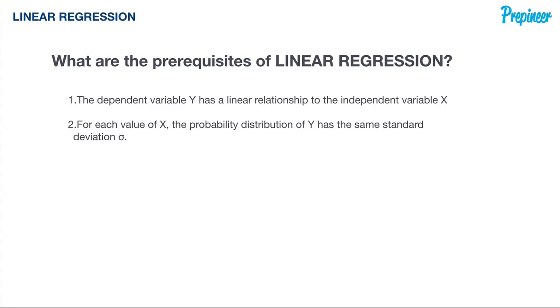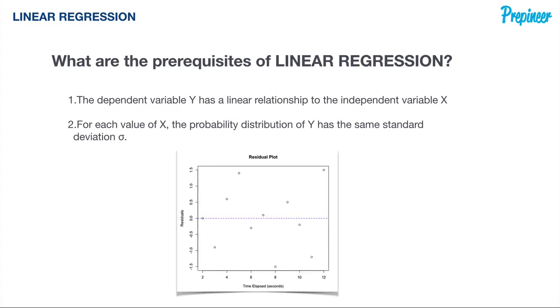Now, the second prerequisite is that for each value of x, the probability distribution of y has the same standard deviation. When this condition is satisfied, the variability of the residuals will be relatively constant across all the x values, which is easily checked in a residual plot. It will look something like this right here.